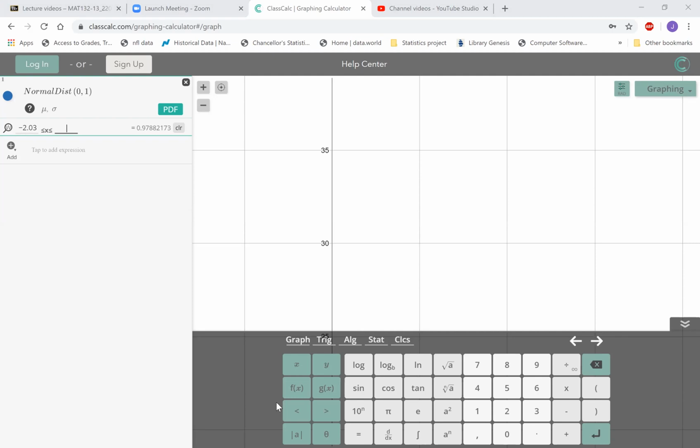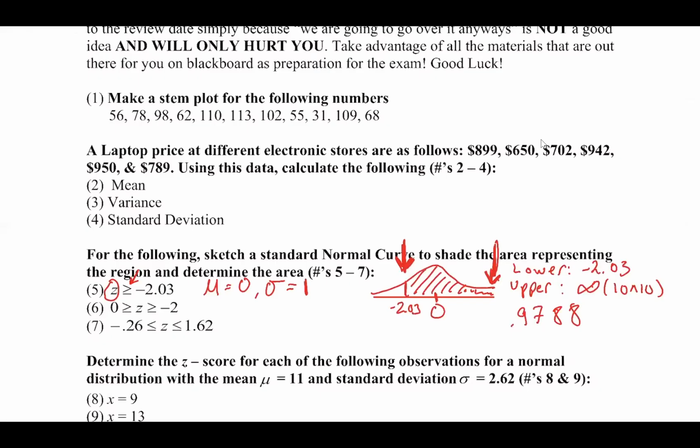All right, so number 7. If you look at number 7, it is saying it has to be in between negative 0.26 and 1.62. I already have room up here, so I'm going to do it over here.